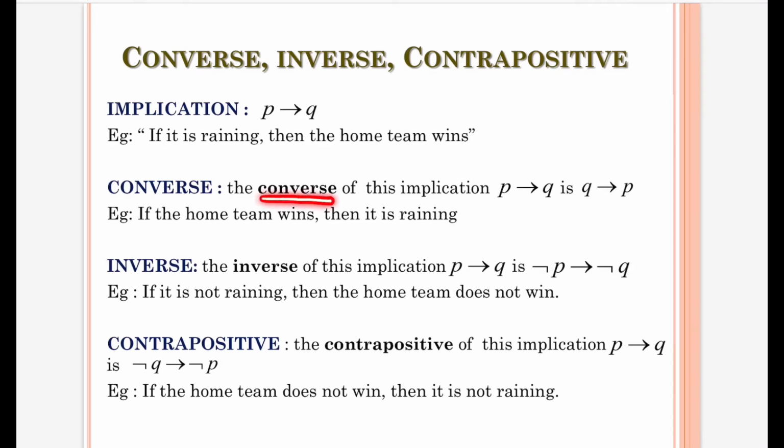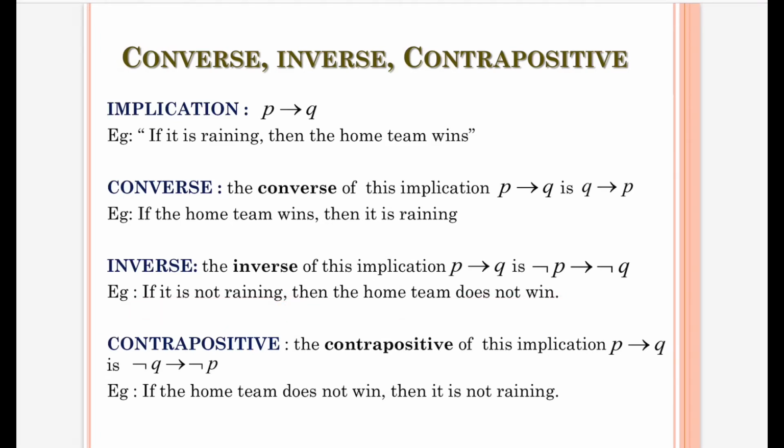So that is the converse. The next one is the inverse. The inverse of the implication P implies Q is negation P implies negation Q. So you just take the negation of both statements, P and Q. For the implication, if it is raining, then the home team wins, the inverse will be, if it is not raining, then the home team does not win.